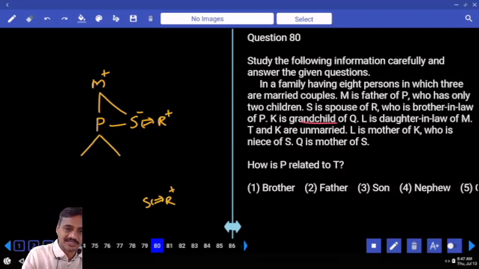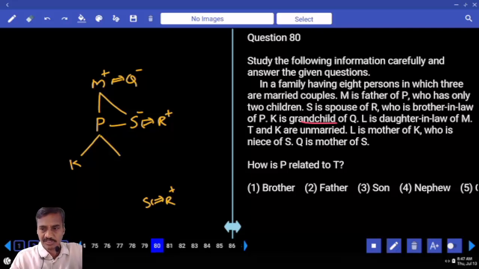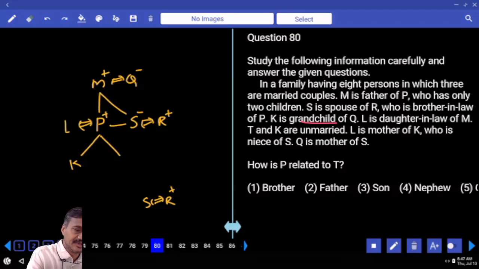And K is the grandchild of Q. K is the grandchild of Q means M and Q must be married here. M is a male, Q is a female. And K is the grandchild. L is the daughter-in-law of M. Daughter-in-law means son's wife. Now, M's son is P and P's wife.